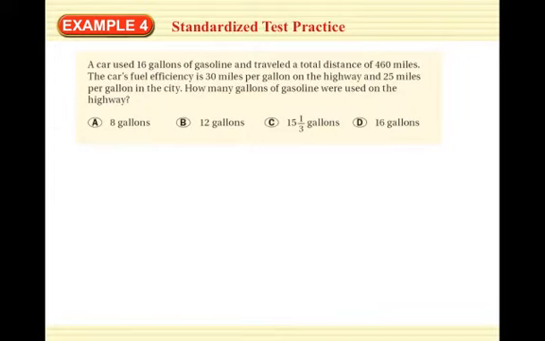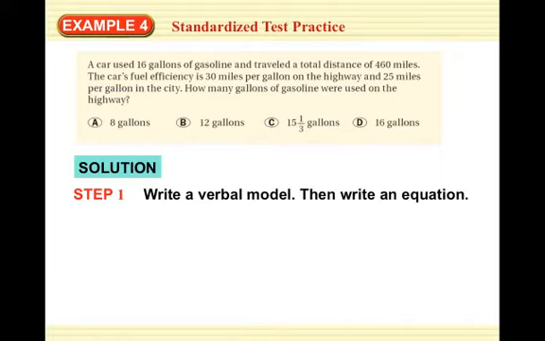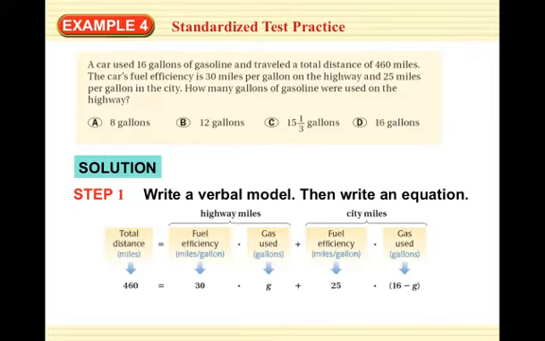How many gallons of gasoline were used on the highway? Okay, so this indicates that a certain number of gallons of gasoline were used on the highway, a certain number of gallons of gasoline were used in the city, and they all add up to 16 gallons of gasoline. Okay, so let's think this through. Step 1, we're going to write a verbal model and then write an equation.